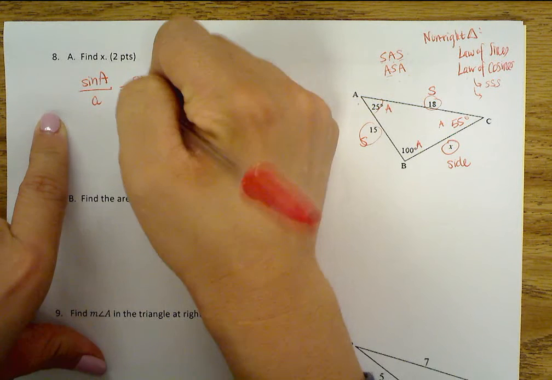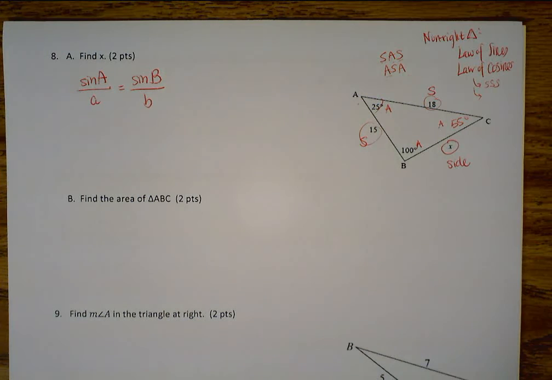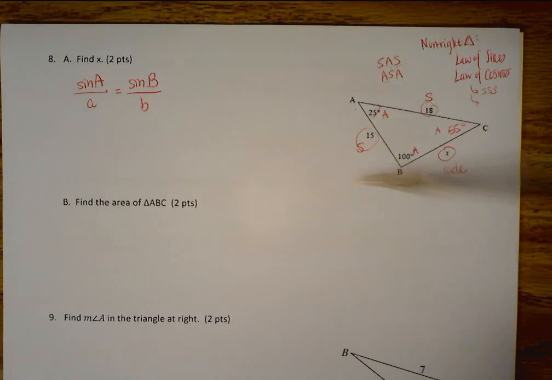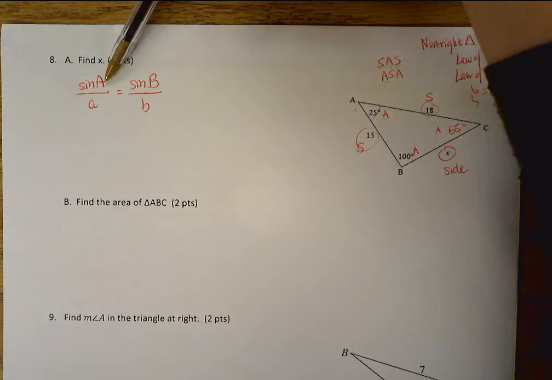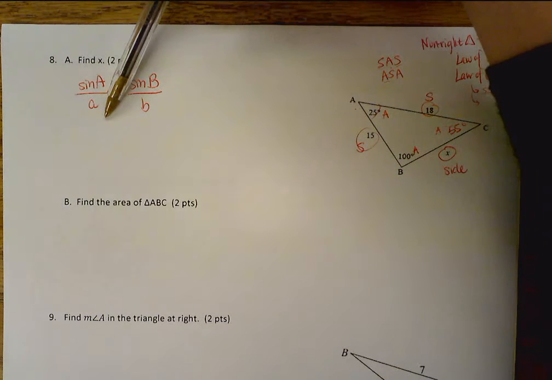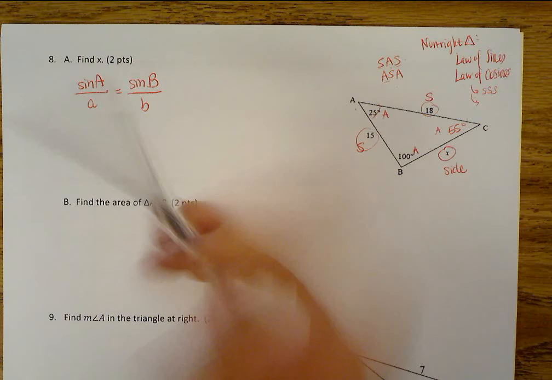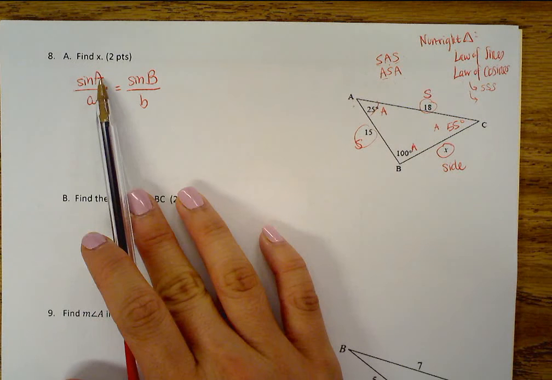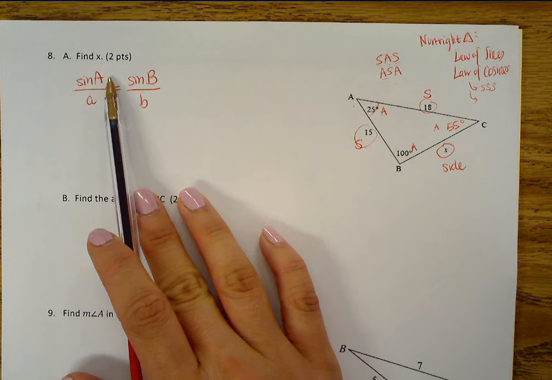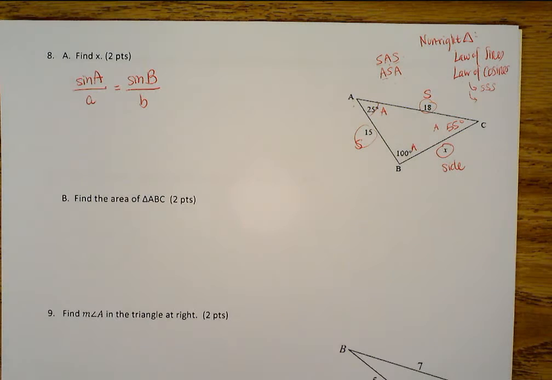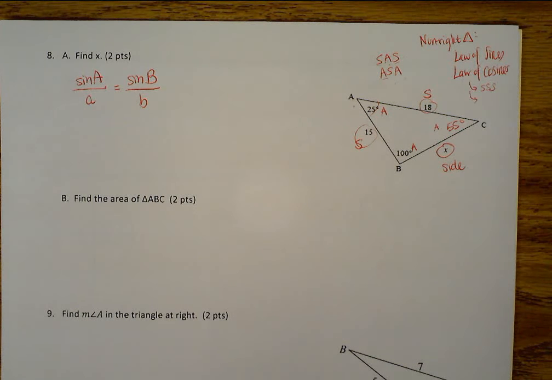Let's review what this means. What does the capital letter A stand for? An angle. What does the lowercase letter stand for? Which side? The side that's across or opposite from that angle. So you guys are pretty good at that. But some of you guys said the formula wrong.